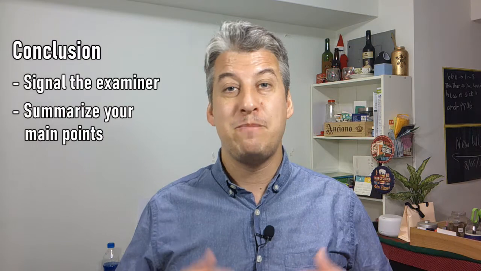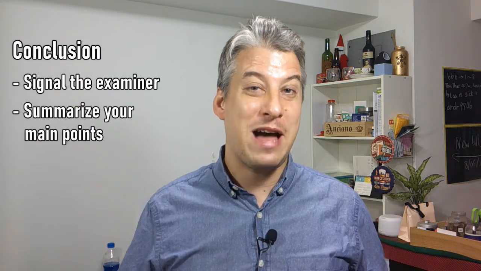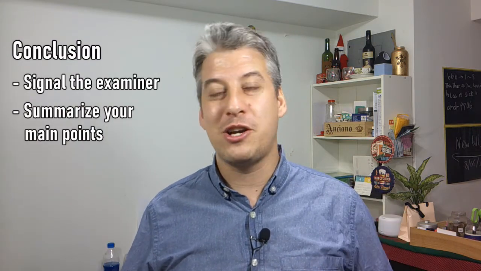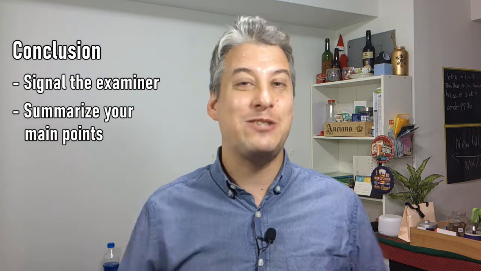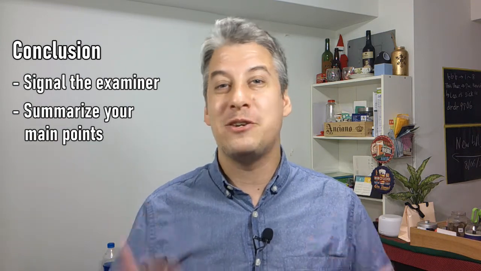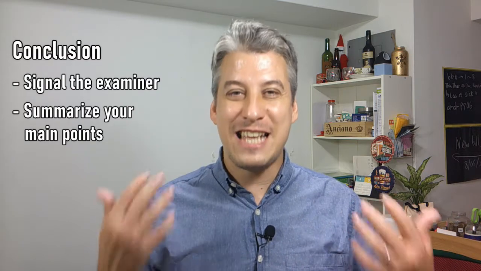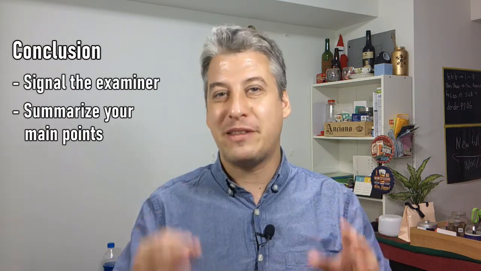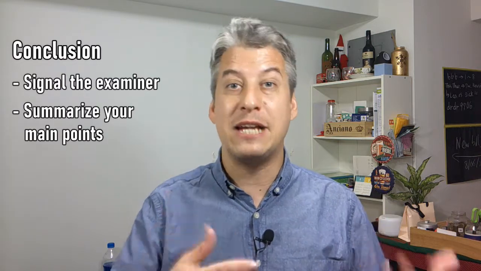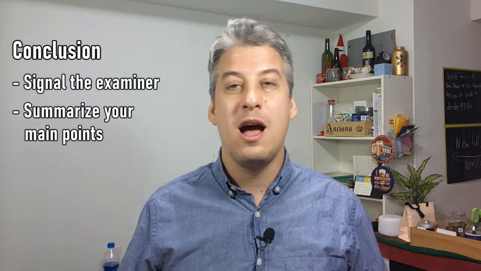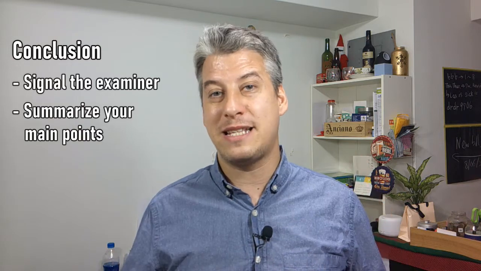So in the conclusion, a really important thing to do is to tell the examiner that it's the conclusion. I always like to joke with my students that the examiners are incredibly stupid, and unless you tell them clearly what you're doing, you're going to get a low band score. It kind of just gets them to think, okay, I must make this very clear. So in the conclusion, they have to say something like in conclusion, to conclude, just to signal the examiner.